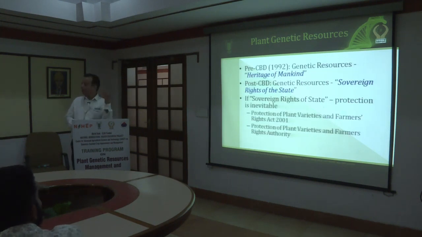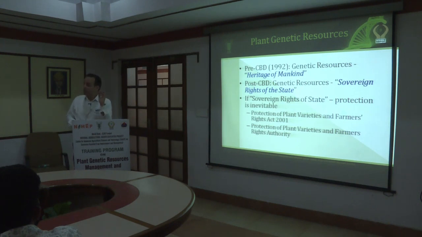So from heritage of mankind to the sovereign rights of the states, this is the path these plant genetic resources have traversed. Earlier, before CBD, Convention on Biological Diversity, which was signed in 1992, and India is also a signatory to that, plant genetic resources were considered as heritage of mankind, freely available to everybody. But after signing that, they became the sovereign rights of the states, means sovereign rights of the nations. Whatever is there in India, that belongs to India. Whatever is there in United States, that belongs to United States.